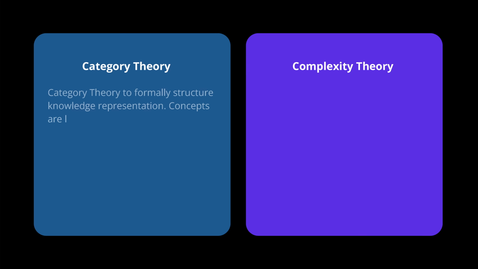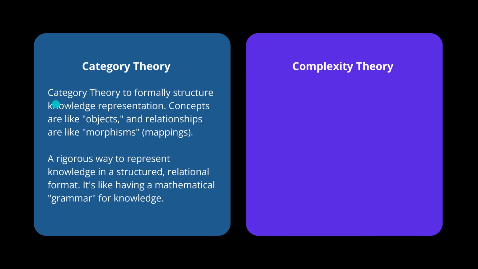If you're interested why, this is my explanation. Category theory formally structures knowledge representation. We have concepts like objects and relationships that are like morphisms, and this is nothing else than a mapping. So this gives us a rigorous way to represent knowledge in a more structured, relational format. Notice this is the relational format. It's like having a mathematical grammar for our knowledge.